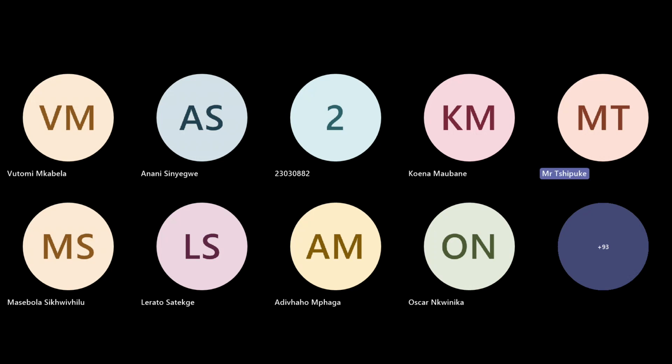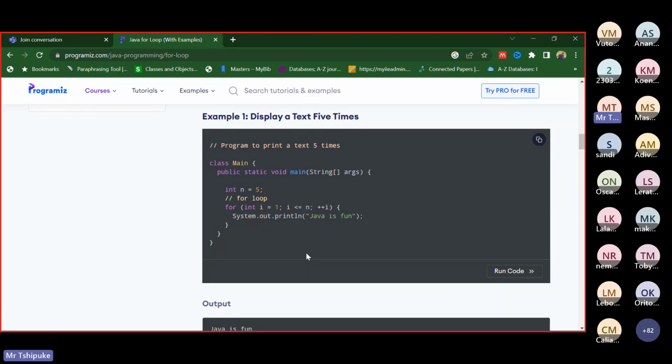Can you see? Yeah, I believe now you can see what is happening. Now, I want you to walk with me so that you don't get lost. So we've got an example: display a text 5 times. Which text are we going to display? Java is fun. So now we create our what? Our for loop. So we've got our syntax just like that.